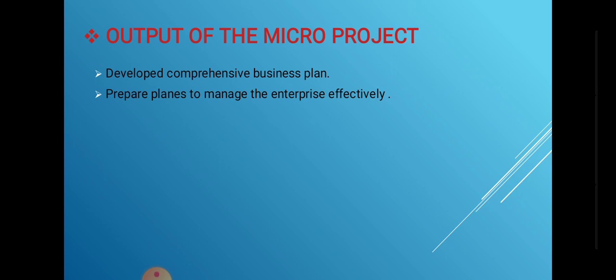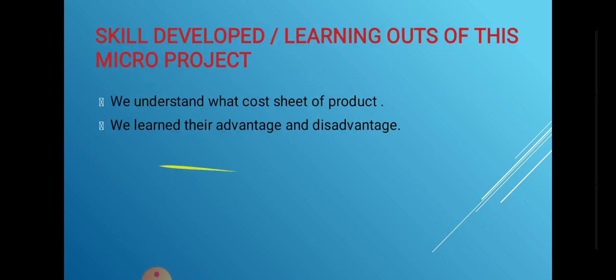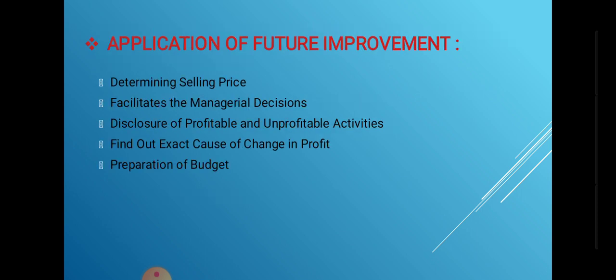First, develop a comprehensive business plan and prepare a plan to manage the enterprise effectively. It is the skill development learning out of this micro project. We understood what a cost sheet is about a product and we learned their advantages and disadvantages. So my next slide is application for future improvement.